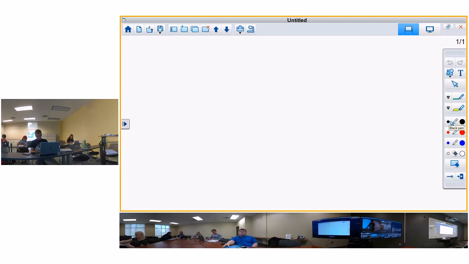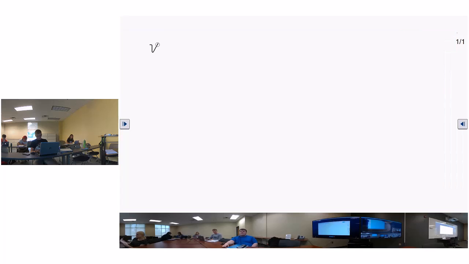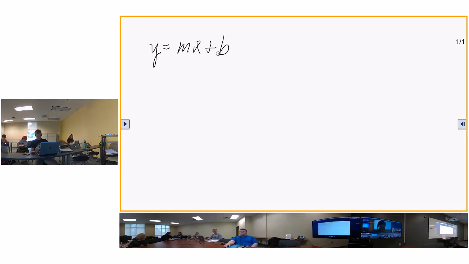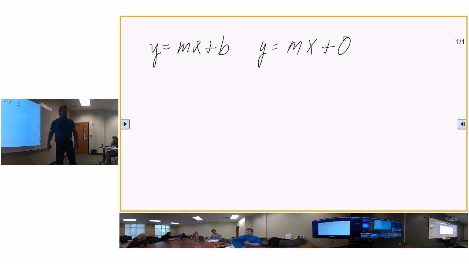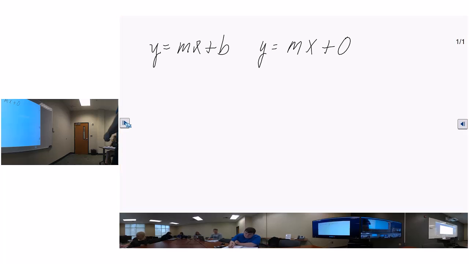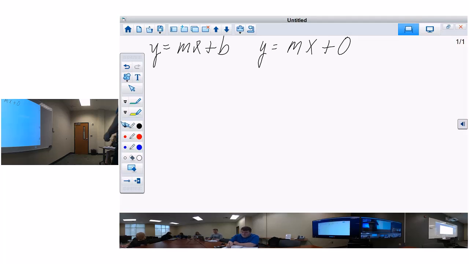All right, so here is our review of graphing. y is equal to mx plus b, and y is equal to mx plus 0. Those are your basic linear functions. When you have y is equal to mx plus b, what is m? The slope.